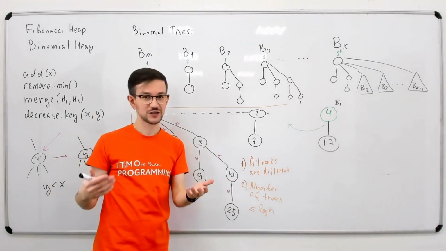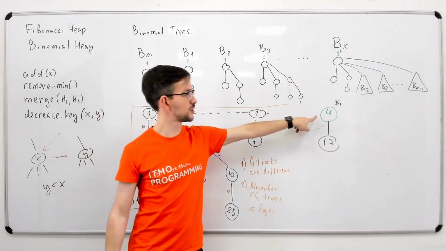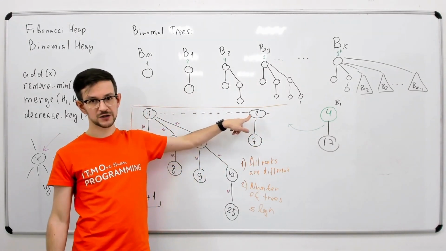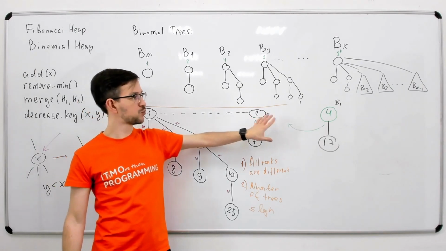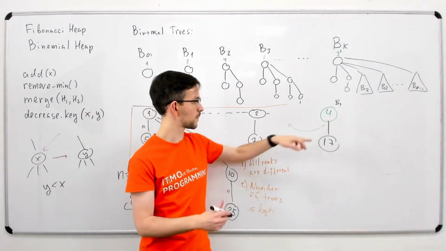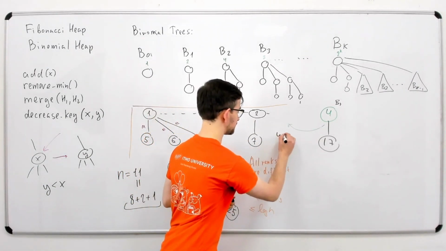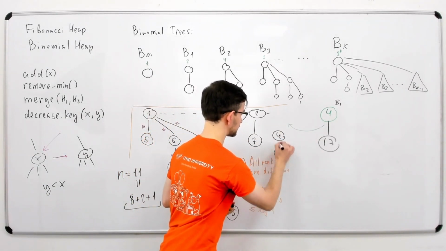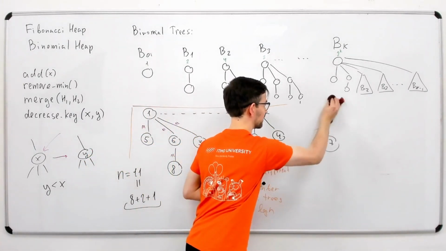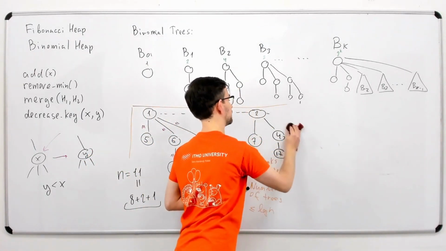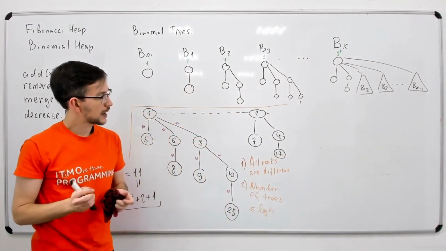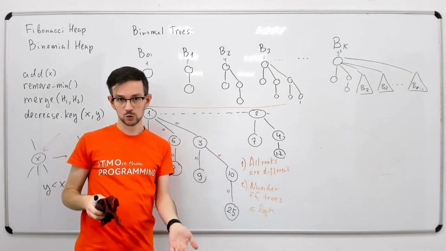How to combine these trees? We look at these two root elements, get the smallest element, this 2, and put another tree as the child of this root element. So we take this 4 and add it here.